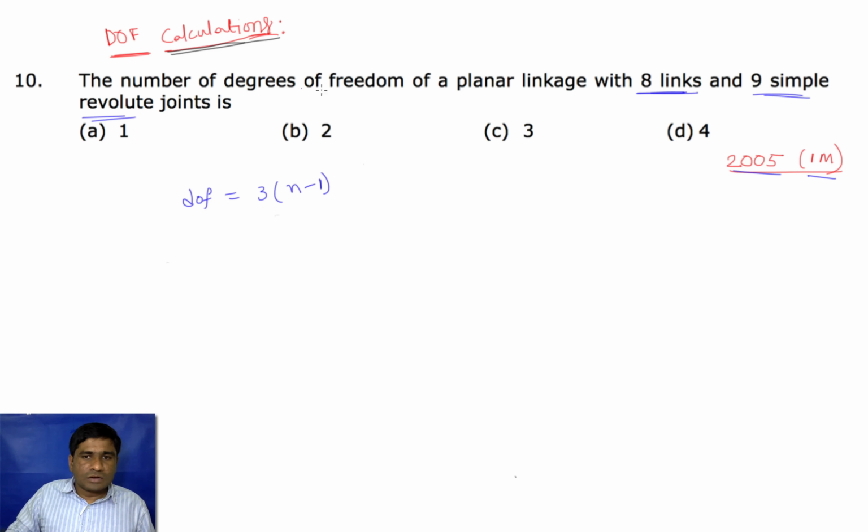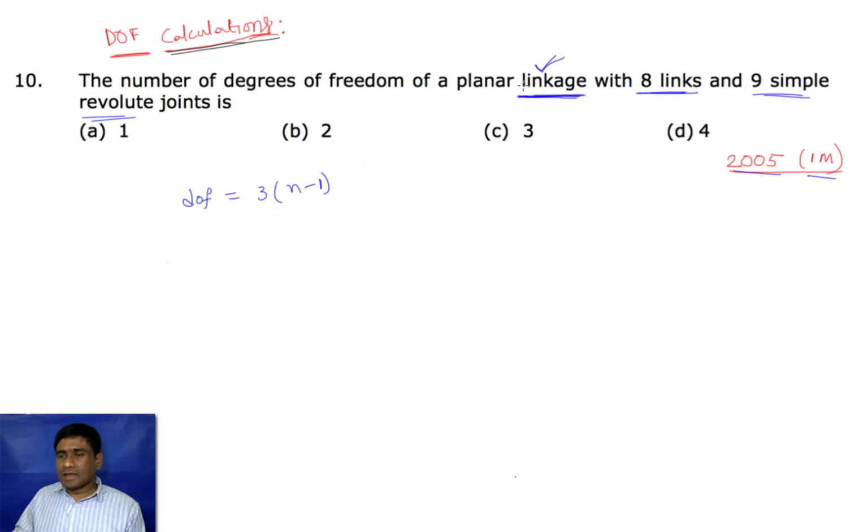Here they have mentioned also as a linkage. So whenever they mention linkage, that means one of the links is a fixed one. And what is the difference between linkage and a mechanism? Linkage is simply if one of the links is fixed one, then it's called as a linkage.